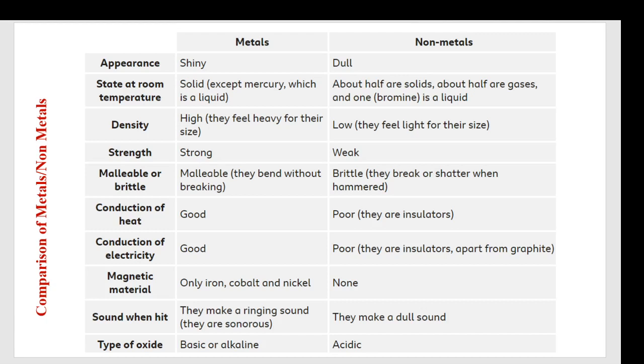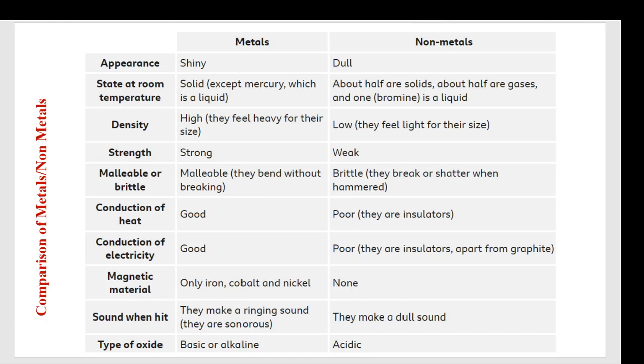Density of metals is very high and density of non-metals is very low. Strength: non-metals are weak because they have weak attractive forces. Metals are very strong. Malleable and brittle. Metals are malleable, they bend without breaking, they have high tensile strength. But non-metals are brittle, they can break or shatter easily.